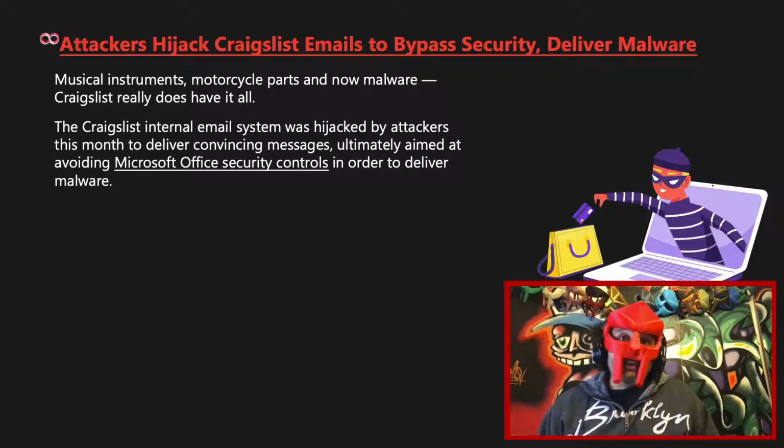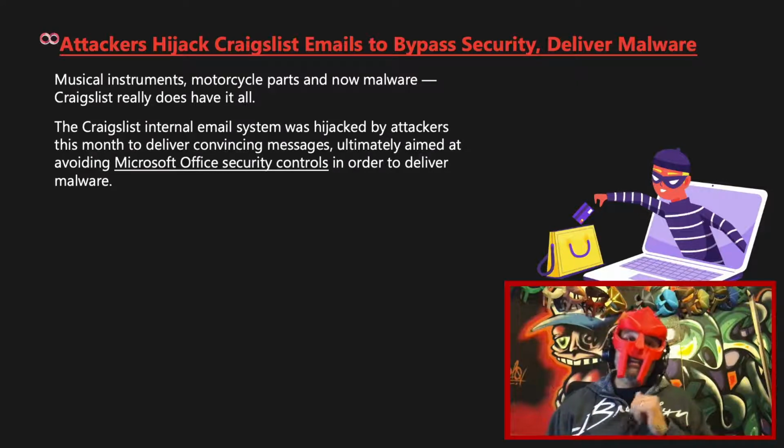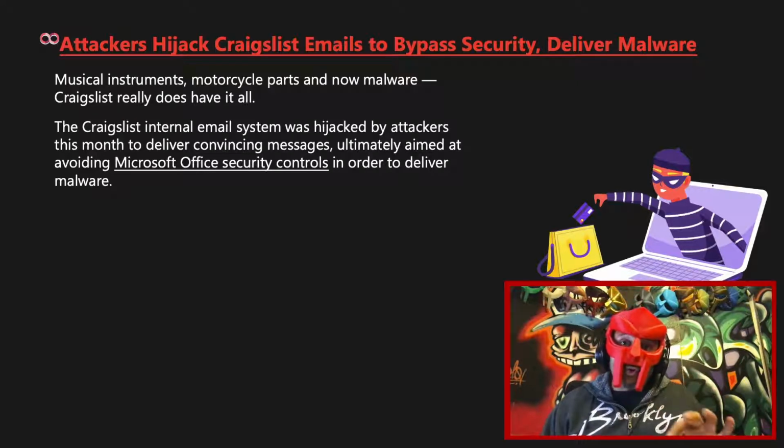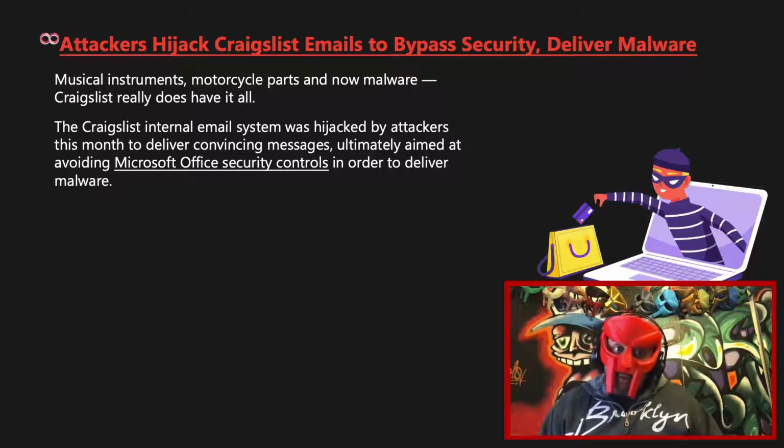The Craigslist internal email system was hijacked by attackers this month to deliver convincing messages ultimately aimed at avoiding Microsoft Office security controls in order to deliver malware.